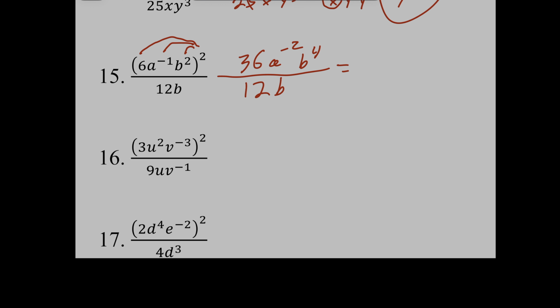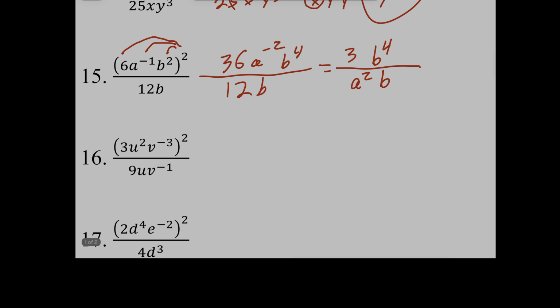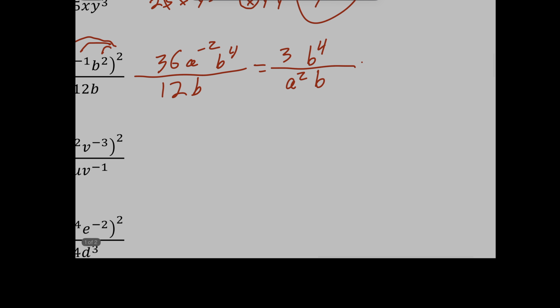I'm going to do my 12 and my 36, which gives me a 3. Now I'm going to do my letters. I'm going to move the a squared to the bottom. I'm going to have my b there. I'm going to have my b to the 4th on top. All I did was move the a squared to the bottom. And now I'm going to do the last part, which is 3a squared on bottom. I'm going to subtract my b's, where I'm going to be left with a b3 on top.